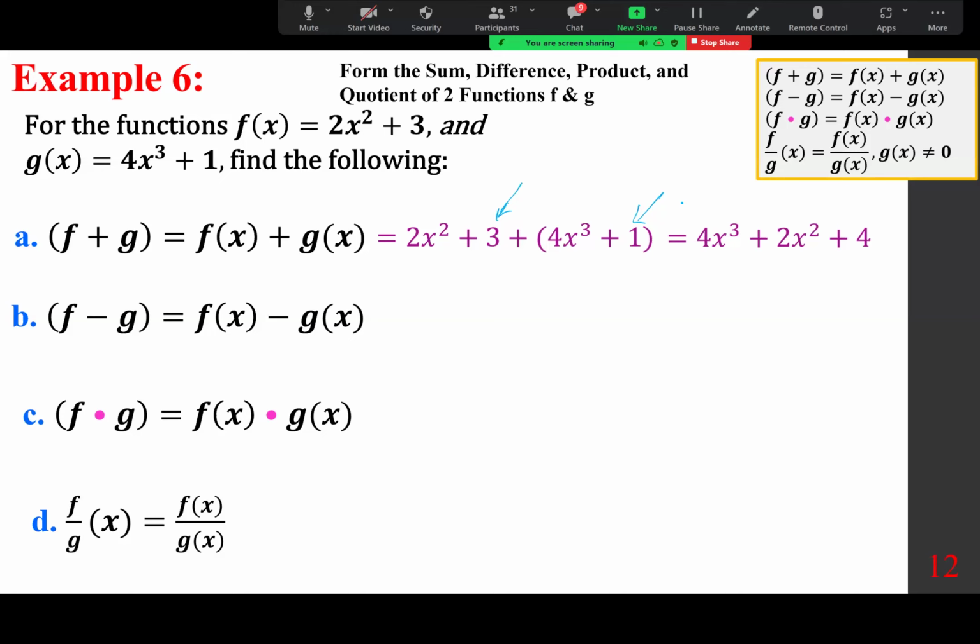The 3 and 1 add up to 4. For f minus g, we write both of them, but this negative will distribute and give us minus 4x cubed minus 1, which means we put this one first. Again, I like to put it in descending order. Minus 4x cubed plus 2x squared. Positive 3 and negative 1 add up to positive 2.